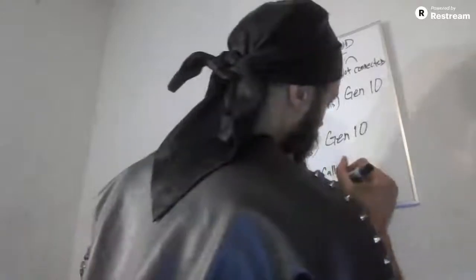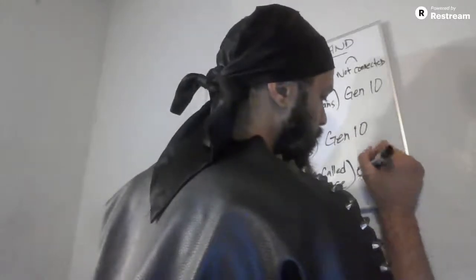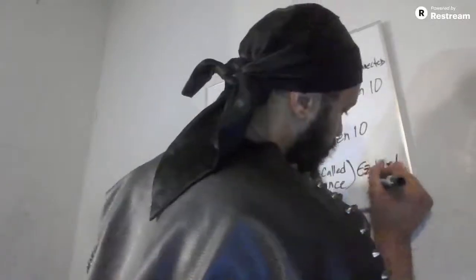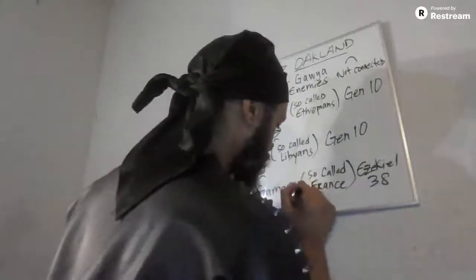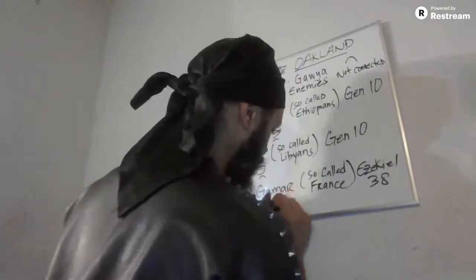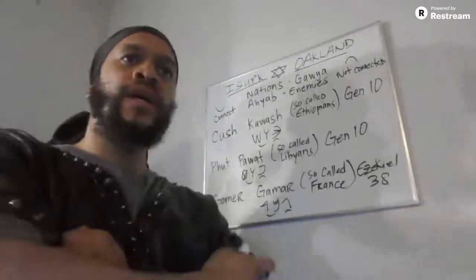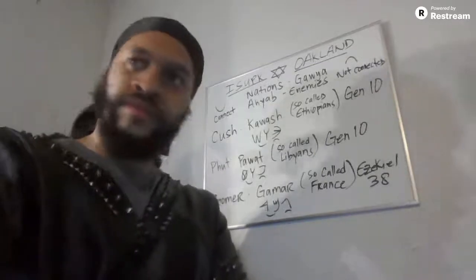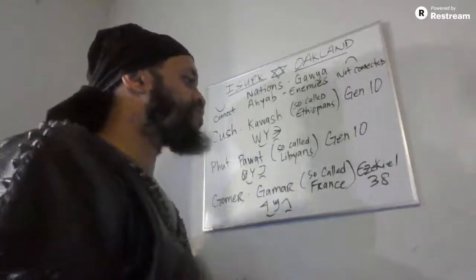Let's see. All right. You find out about them in Ezekiel chapter 38. Gamar. These are those nations that's getting pulled back into the Valley of Jehoshaphat, you know what I'm saying, for World War III. With the Russians. You understand?